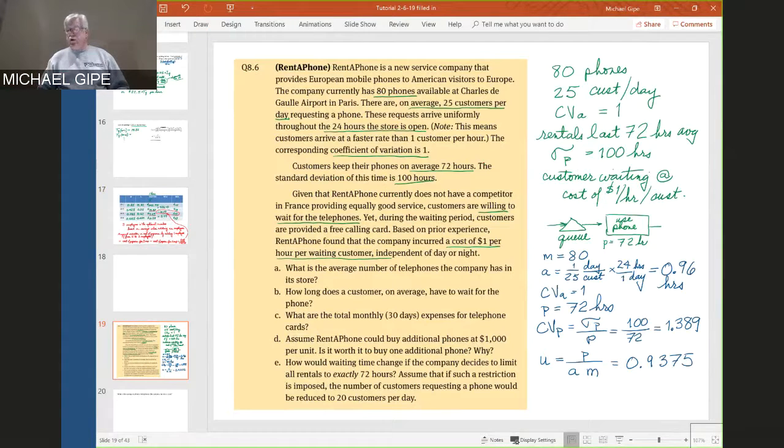Close to 94% utilization. Just intuitively, you should think now, based on that earlier question about 100% utilization, at 94% utilization, we're going to have a lot of people waiting for a phone. Even though we've got 80 phones and only 25 customers a day, they're going to be using most of the phones, and so customers are going to be waiting a lot due to the variation in times.